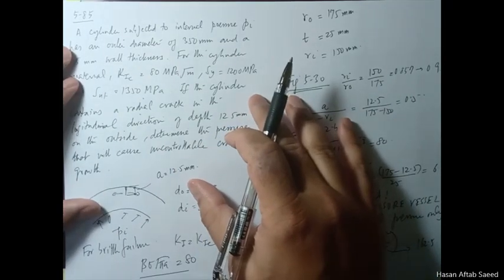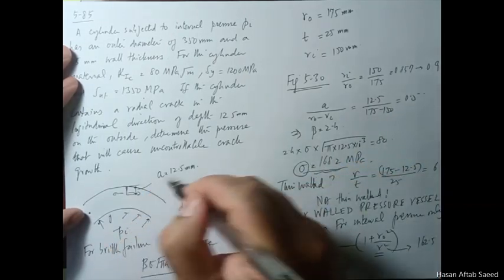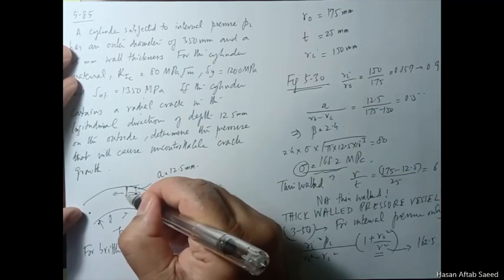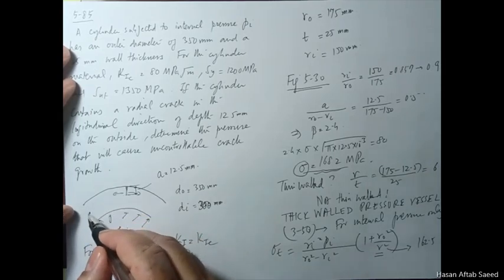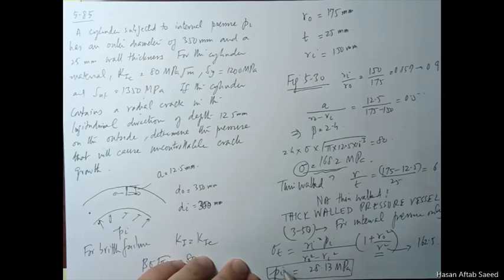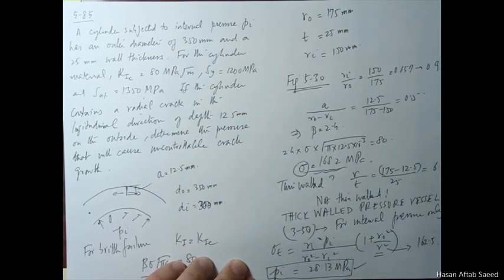For maybe the 10th time, I will repeat, and this is worth repeating. Whenever we talk about fracture mechanics, the stress is a nominal stress or far field stress, not the stress at the tip of the crack. So you move to the equivalent point without a crack and put the value there. If you put the value of 162.5 here and rearrange, then Pi comes out to be 28.13 MPa. The question asked us to determine the pressure that will cause uncontrollable crack growth. This is the pressure which will cause uncontrollable crack growth.